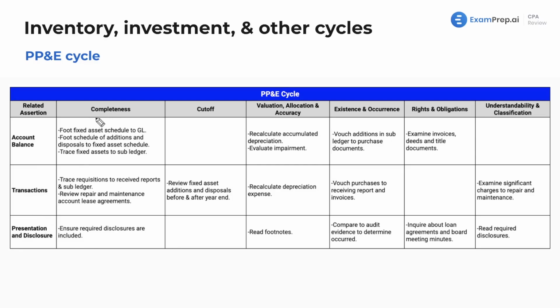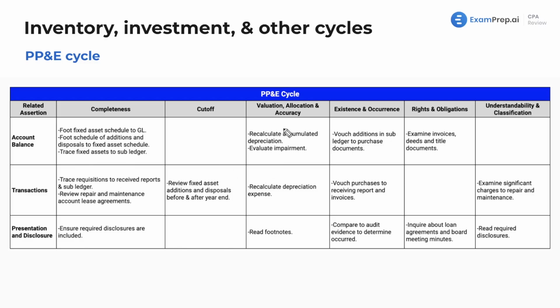And we've got, for completeness, we're going to foot the fixed asset schedule to the general ledger, dealing with a little bit of tracing there. You also say trace the schedule of additions and disposals to the fixed asset schedule. All these documents, all these separate listings, make sure they tie out together. And just as a general rule, if any of you work in the industry, have a check on every single work paper you do, as many checks as possible, making sure everything ties out. Lastly, you could trace the fixed assets to the subledger.